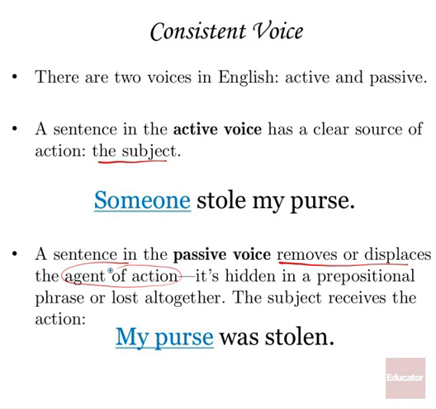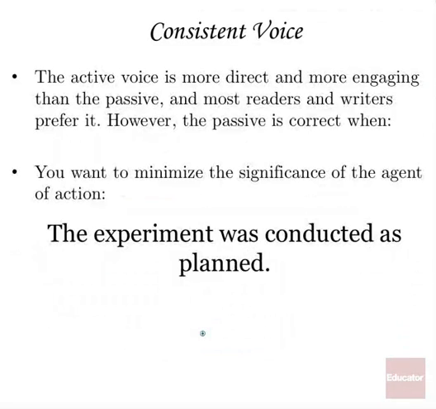So, my purse was stolen. The verb is "was stolen," but the subject is actually what got stolen. It's the subject and the object at the same time. Very confusing. So, that's the difference between the active and the passive voice.